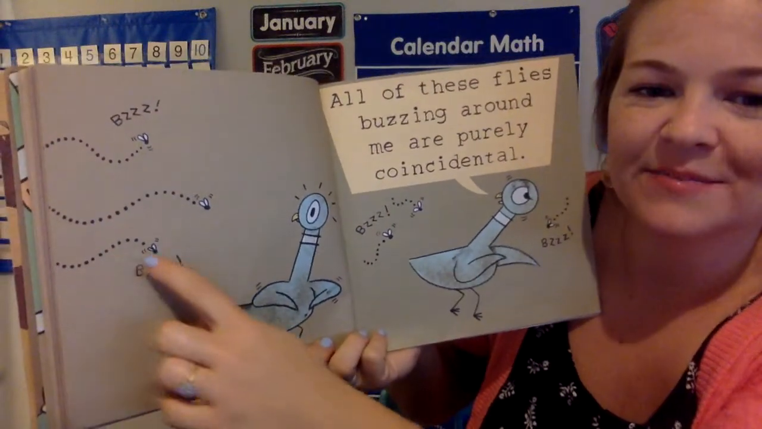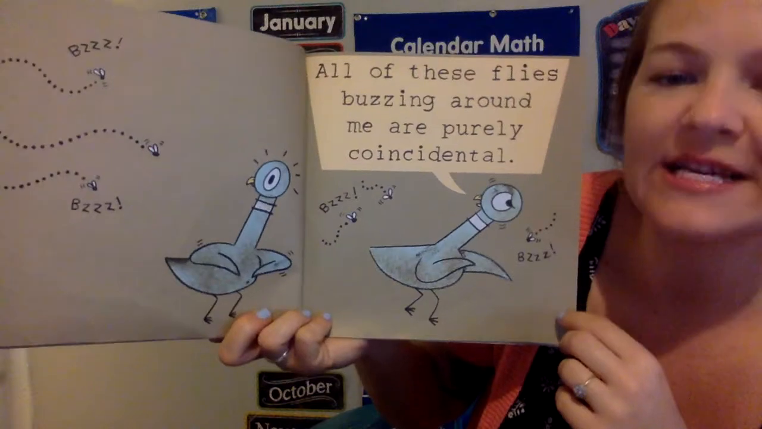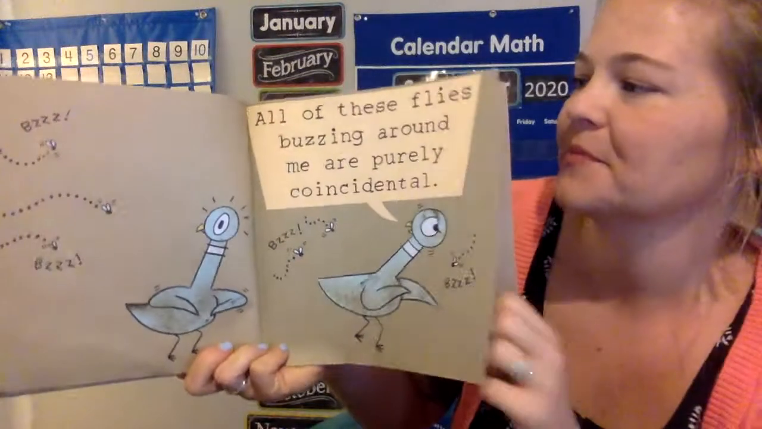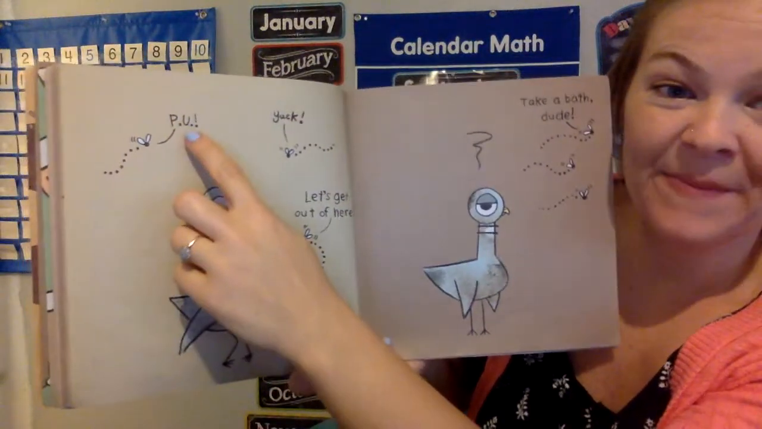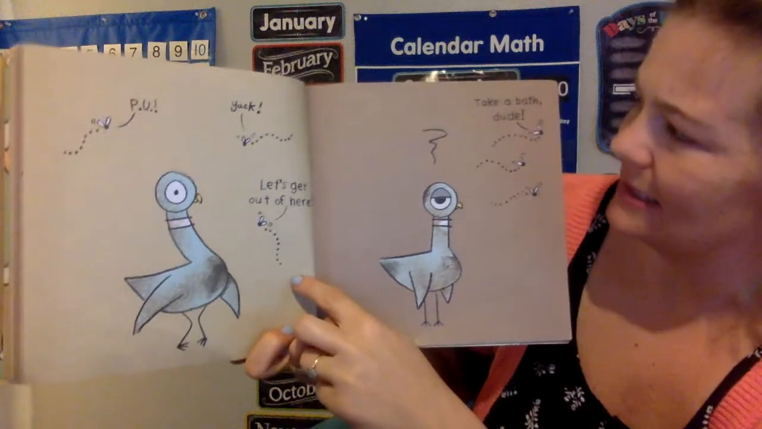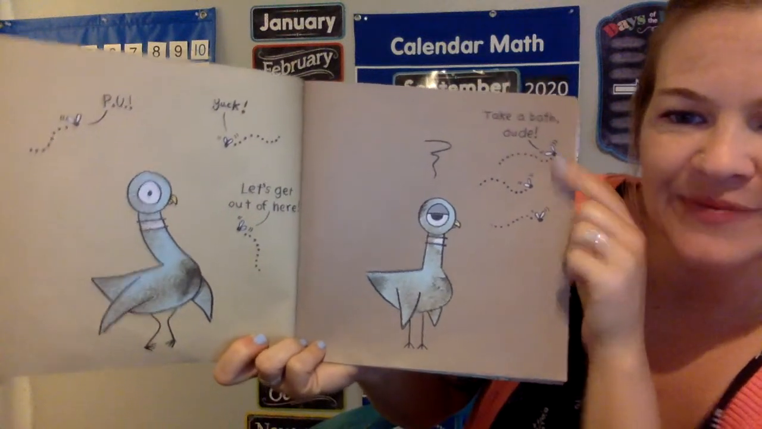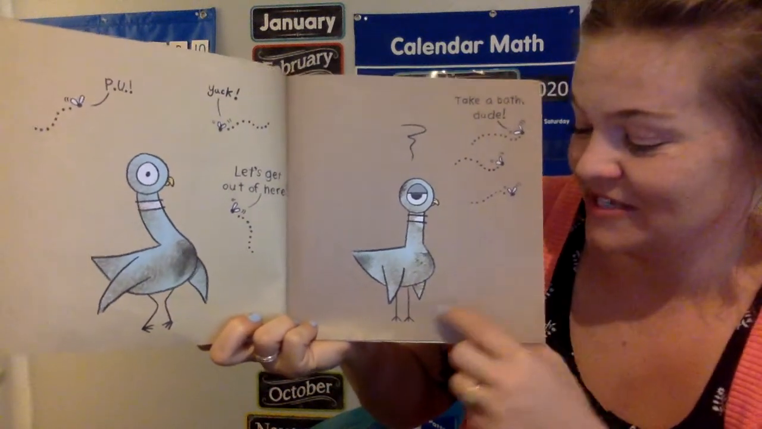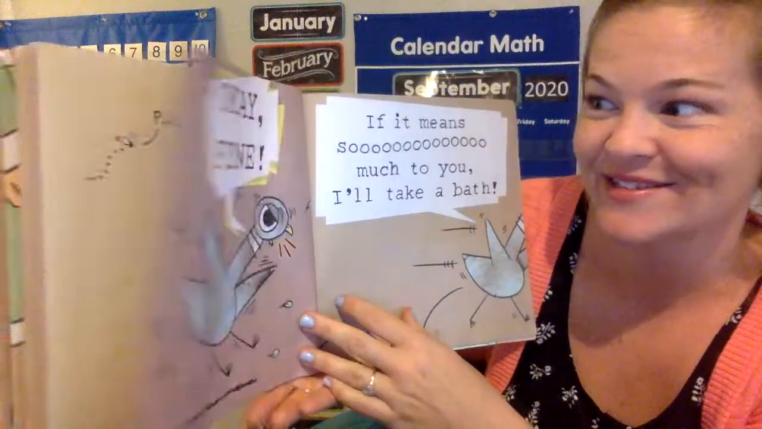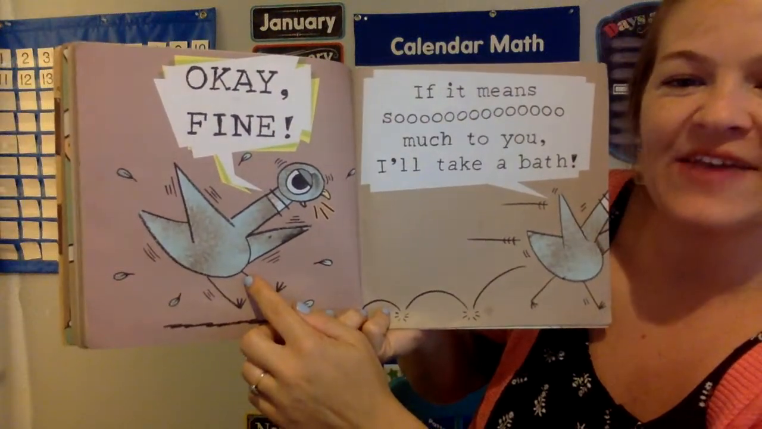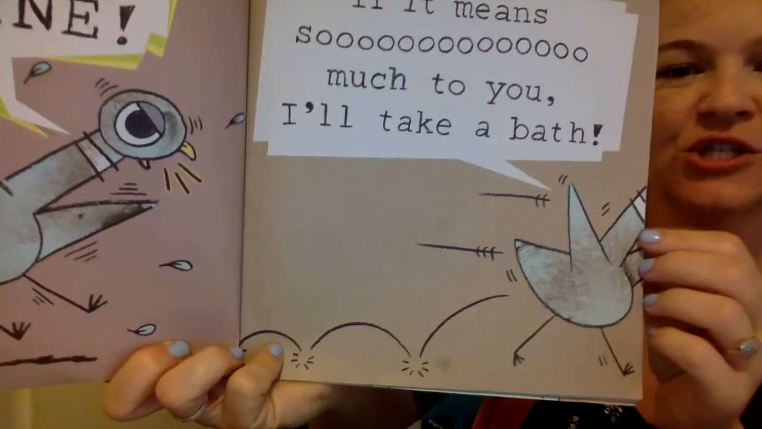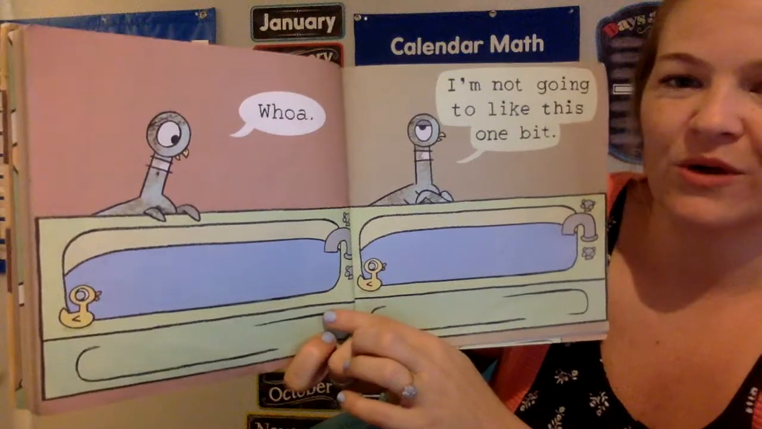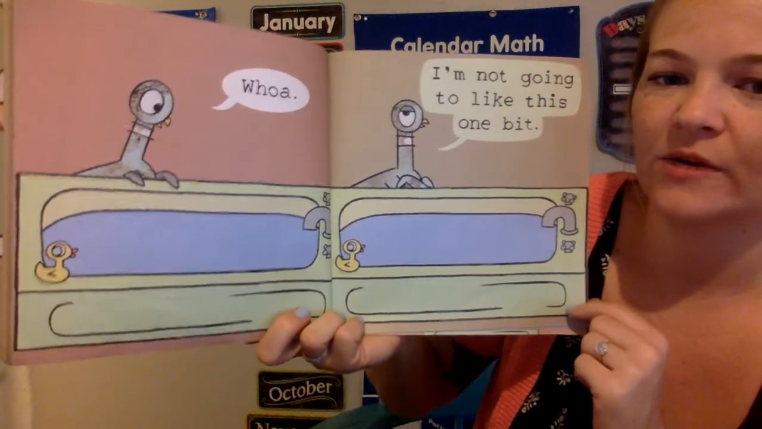Here come some flies. Buzz, buzz, buzz. All these flies buzzing around are purely coincidental. And the flies say, P-U, yuck, let's get out of here. Take a bath, dude. And aren't flies supposed to like things that smell bad? Maybe the pigeon smells too bad, even for flies. Okay, fine. If it means so much to you. Whoa, well, I'm not gonna like this one bit.